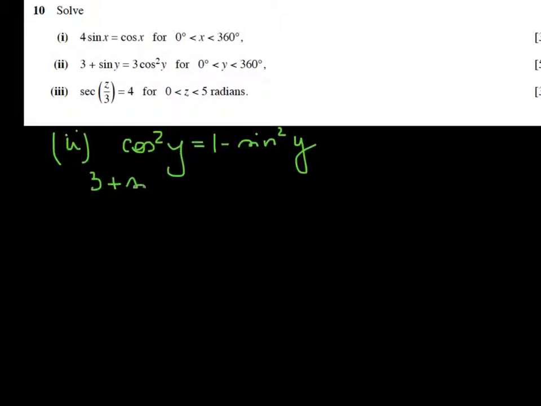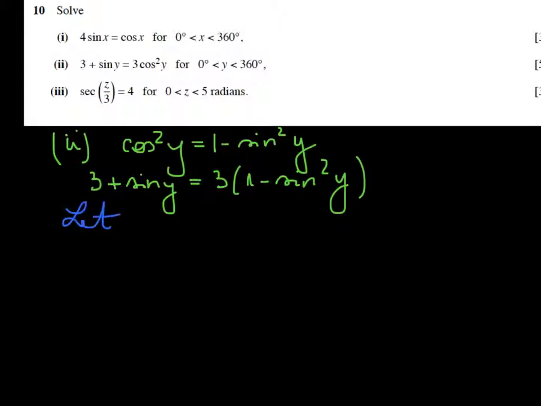Okay, let us now look at the second question. The method used is different. We still have sine y and cos y in this case, but one of them is squared, cos squared y. Therefore, we use cos squared y is 1 minus sine squared y, and we rewrite our equation: 3 plus sine y equals 3 brackets 1 minus sine squared y. At this point we stop and analyze what we have. The unknown is in the form sine y and sine squared y. So I'll just say let sine y be t.